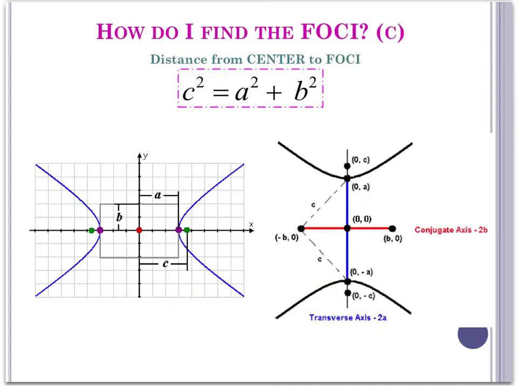Just like a parabola, the focus is always found inside the curve of the hyperbola. Now the equation of finding our foci is the Pythagorean relation c squared equals a squared plus b squared. So here you can see that the distance between the center and our conjugate axis here is b, and then from the center to the transverse axis where our vertex is a, and the distance here c will be the same distance from the center to our foci.